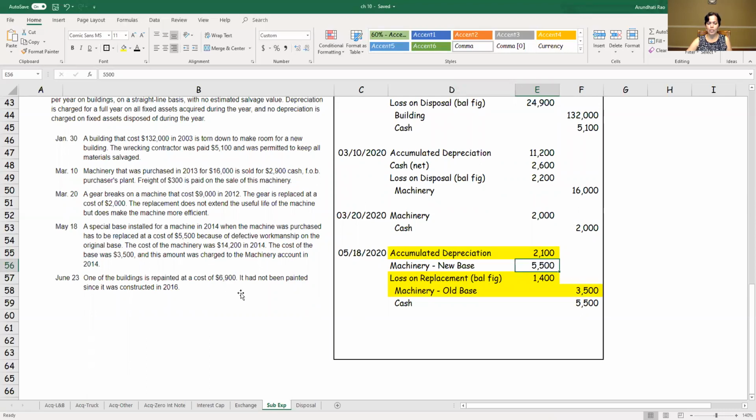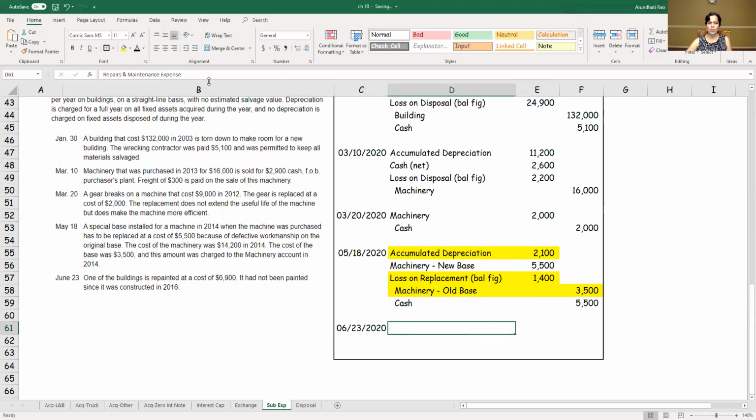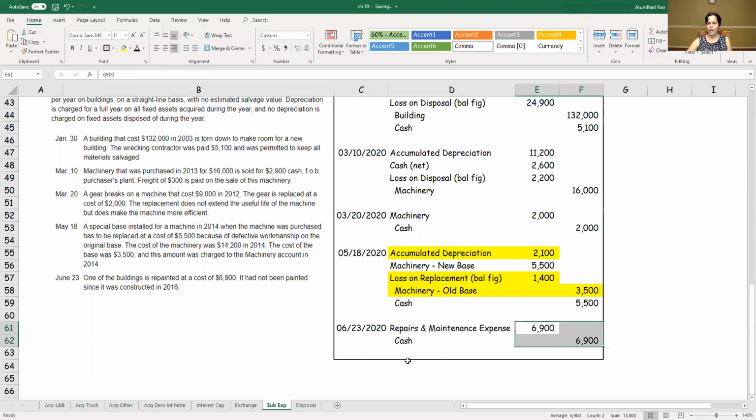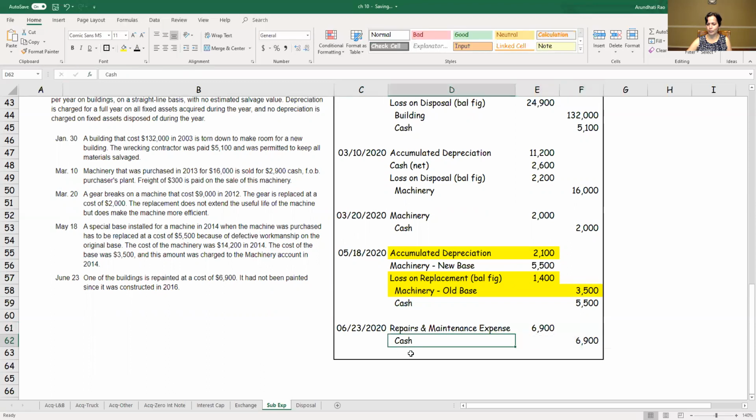So this is something that companies do routinely. So this is just a regular expense. So you would debit repairs and maintenance expense and credit cash for the 6,900. It doesn't affect the asset in any way, shape, or form. So the building account, 6,900 doesn't do anything to it. It's just a regular repairs and maintenance expense.